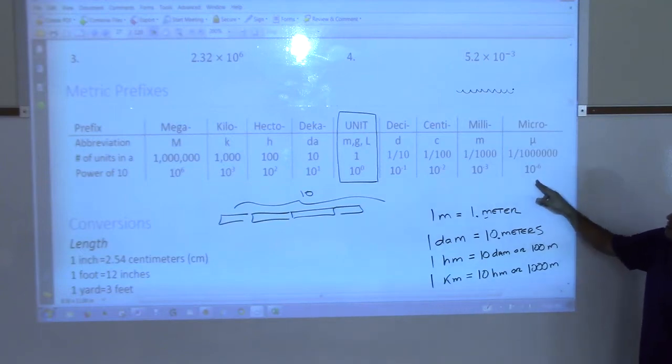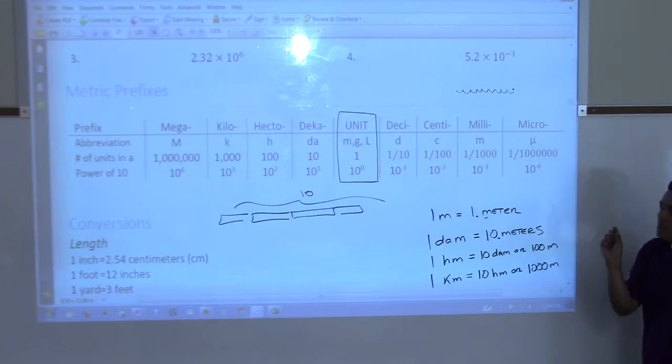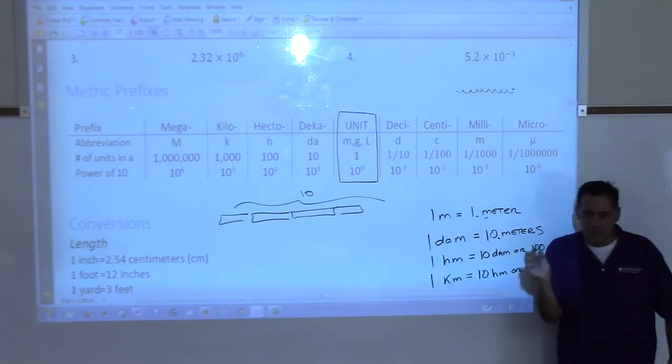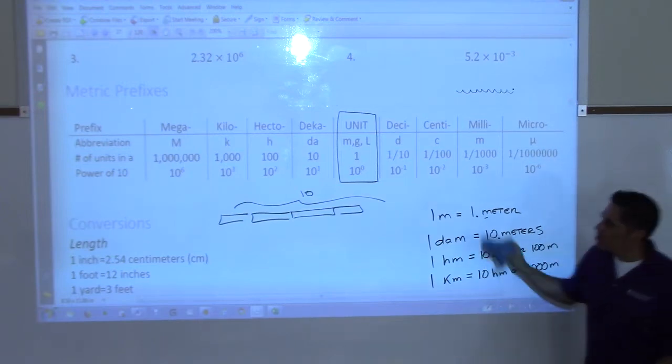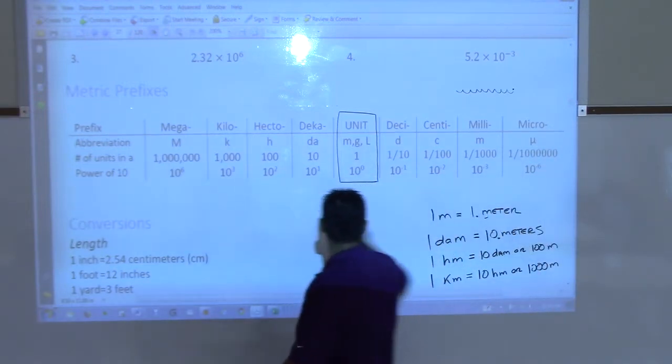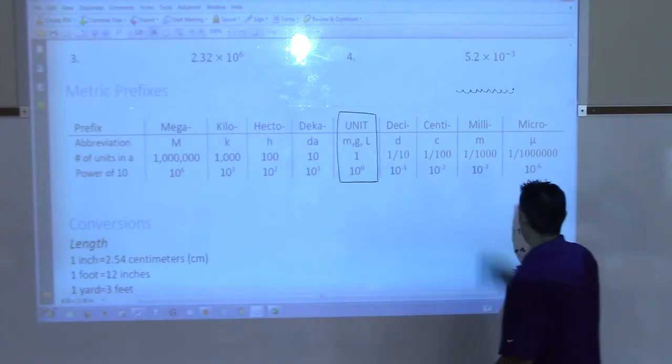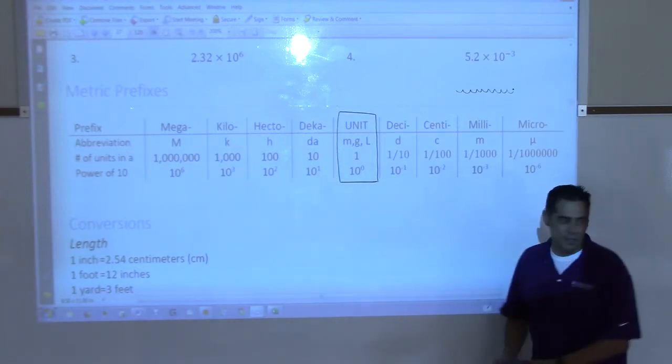This one is out at 6. So that's what micro means. You're taking 1/1,000,000th of a meter. So take a meter, cut it into 1,000,000 pieces, take one of those little pieces, and that's a micrometer. All right, so let's just do a problem with this. I'm going to give you something in metric, and I'm going to ask you to convert it to something in metric.